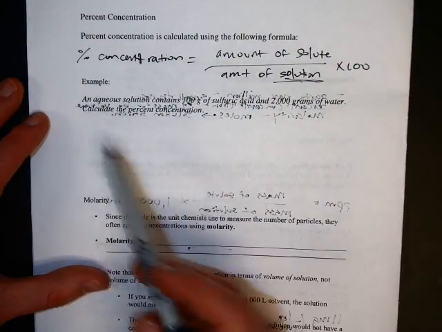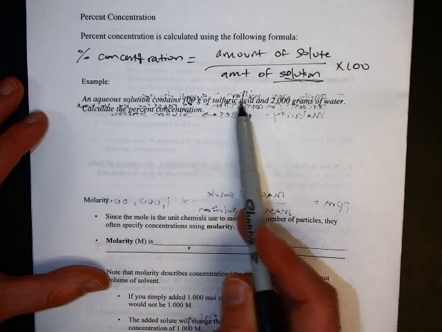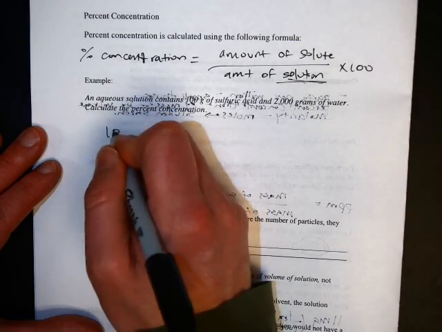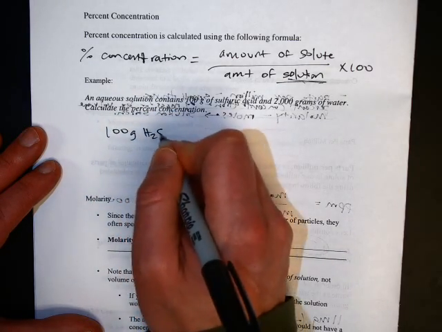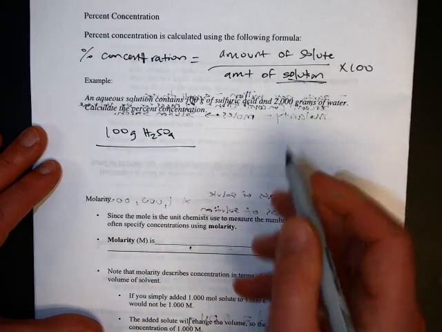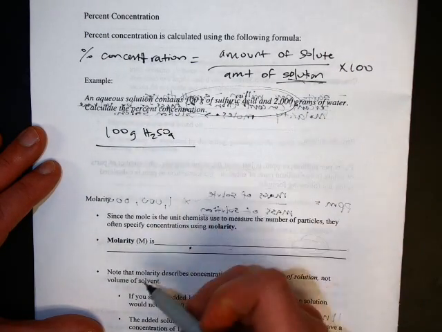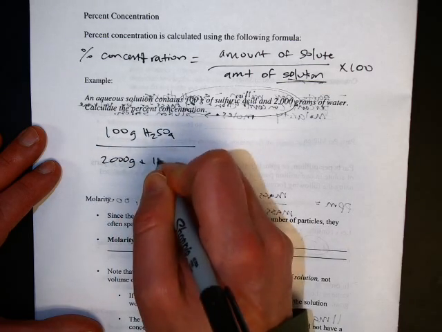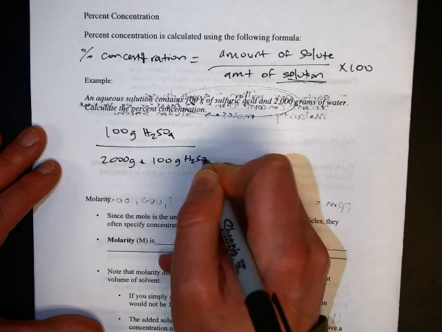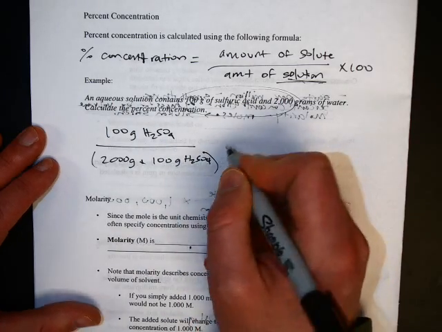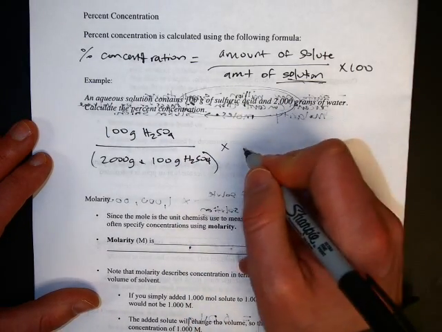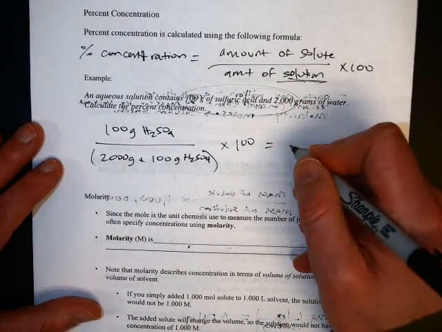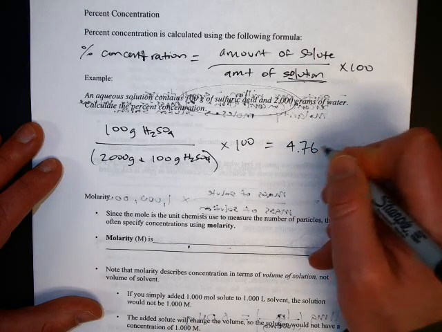And if you can read this problem, it's a little murky here. It says an aqueous solution contains 100 grams of sulfuric acid and 2,000 grams of water. Calculate the percent concentration. So you have the 100 grams of sulfuric acid. That is your solute. But the solution, you have to add these two numbers together. So the total solution is 2,000 grams of water plus 100 grams of H2SO4. So you're taking 100 and dividing by 2,100, multiplying that by 100, and I think it equals 4.76%.